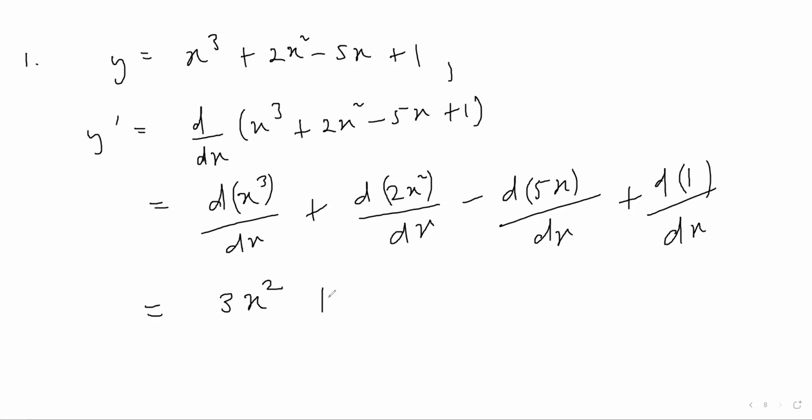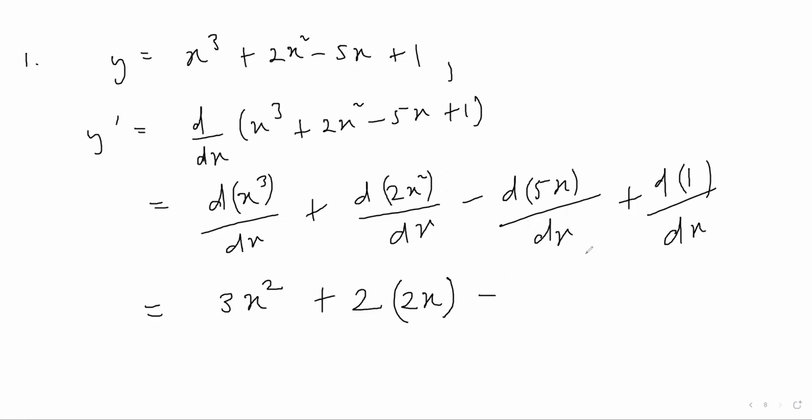What about the second term, the derivative of 2x squared? First of all, we have a 2 multiplied by x squared, so we can take out the 2 as a constant and then differentiate x squared. When you differentiate x squared, that'll give you 2x to the power of 2 minus 1, which is simply 1. So we can just leave it like this, 2x.